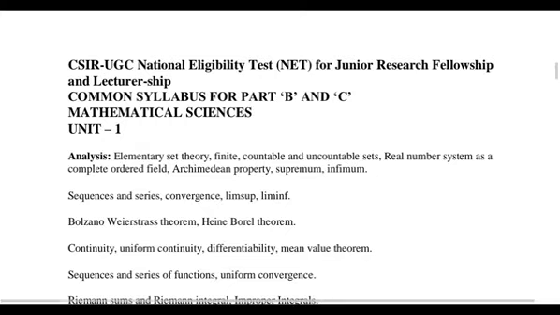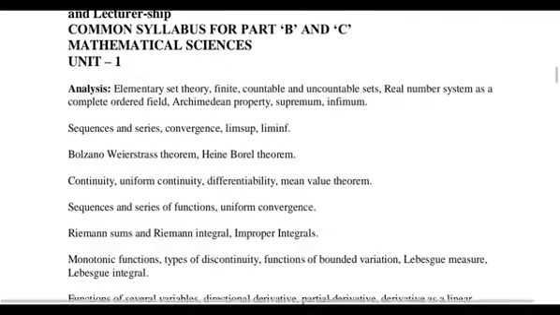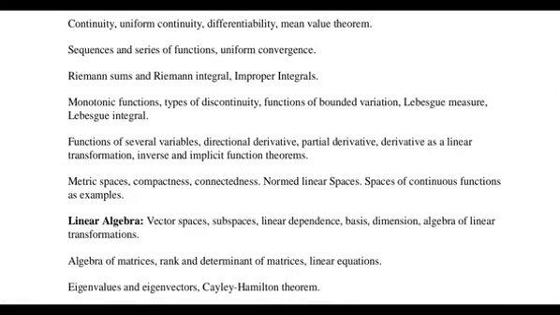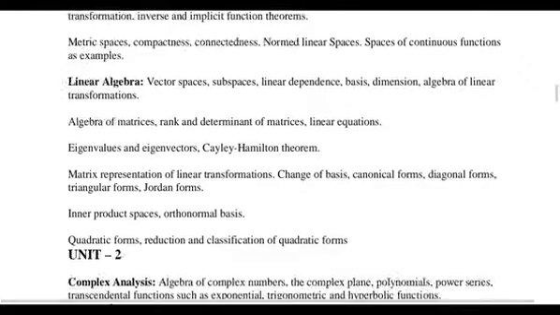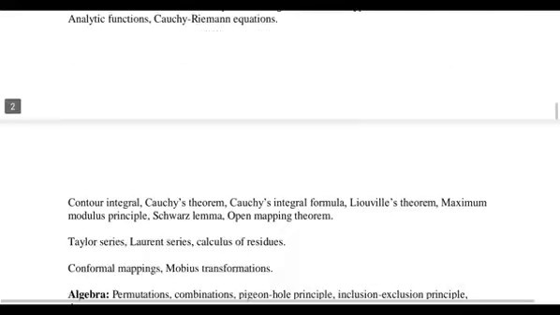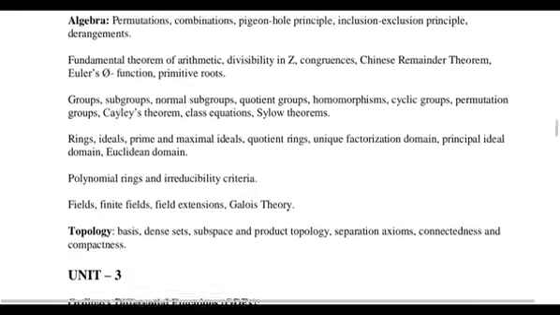Now let us see the syllabus of the UGC NET exam for mathematical sciences. The syllabus is divided into 4 units: Unit 1, Unit 2, Unit 3, and Unit 4. Unit 1 contains topics from analysis and linear algebra. Unit 2 is composed of topics from complex analysis, algebra, and topology.